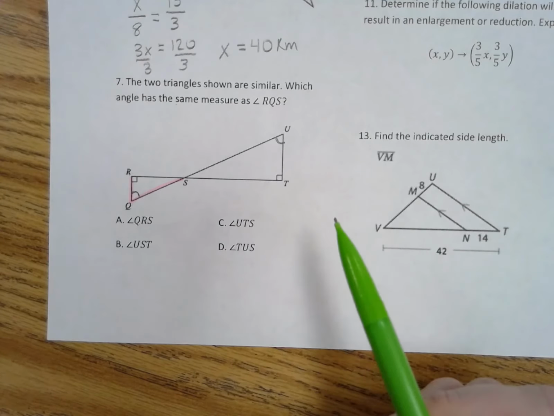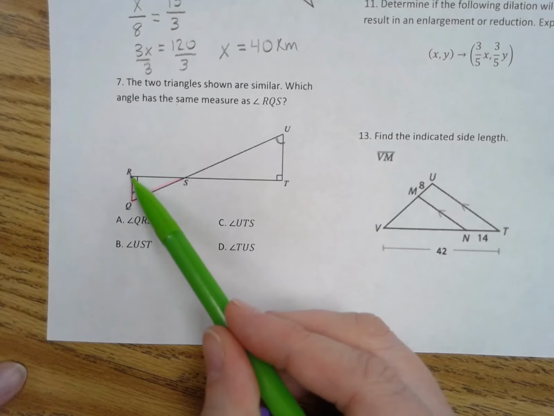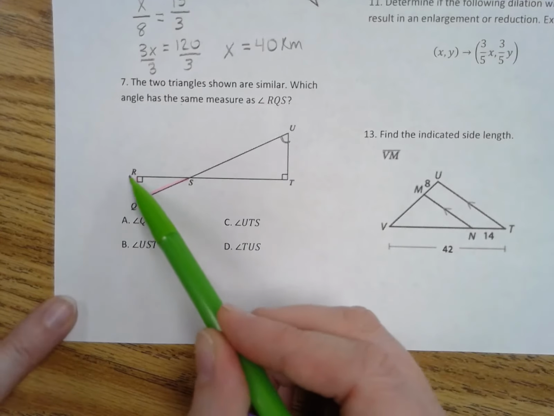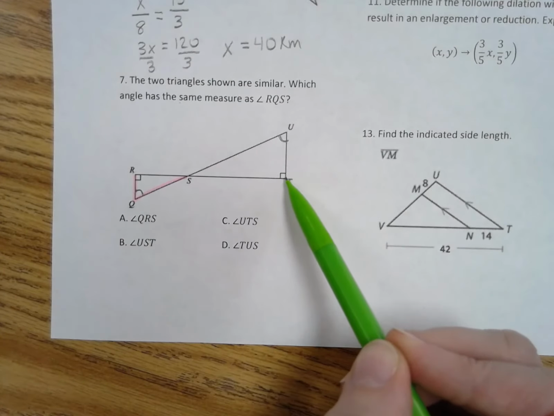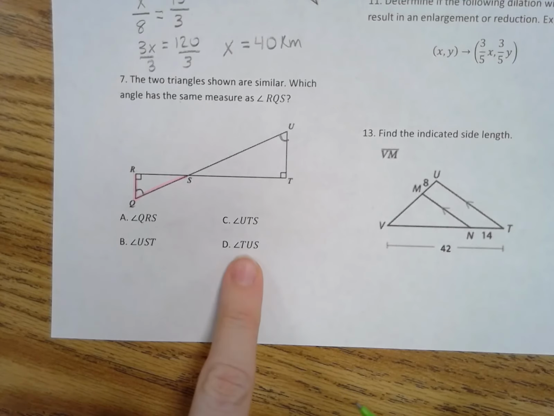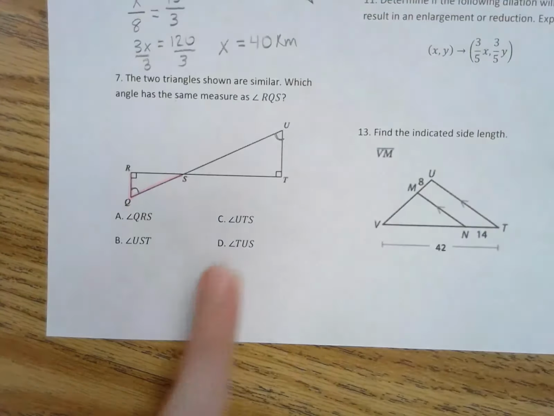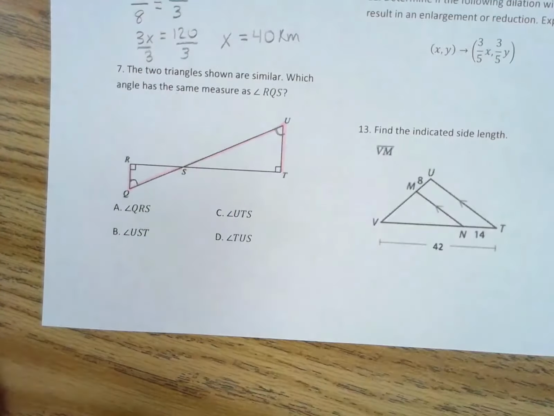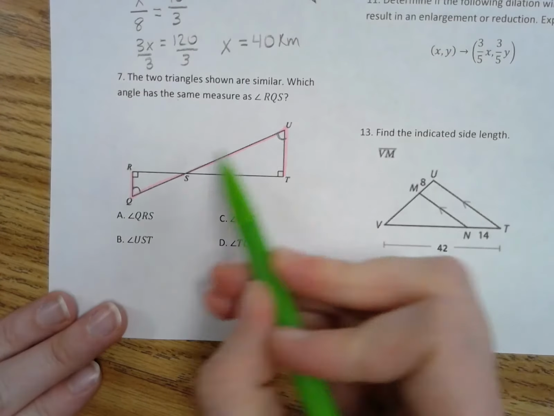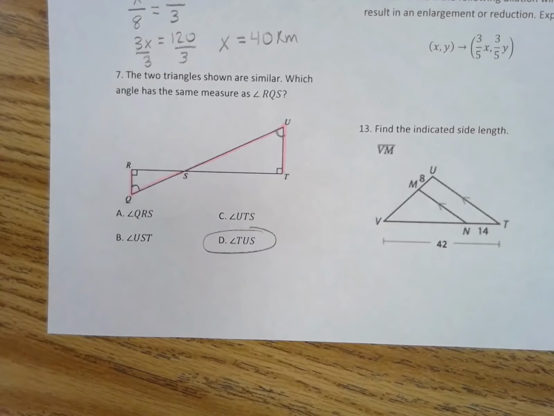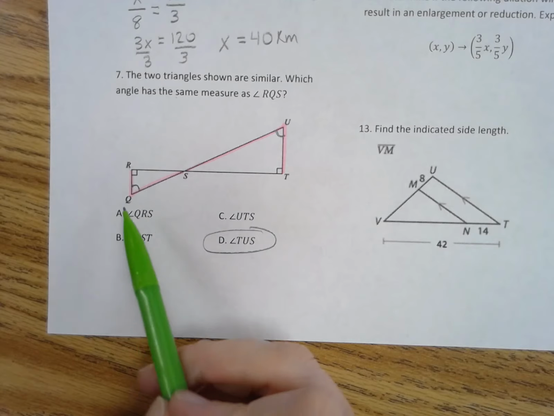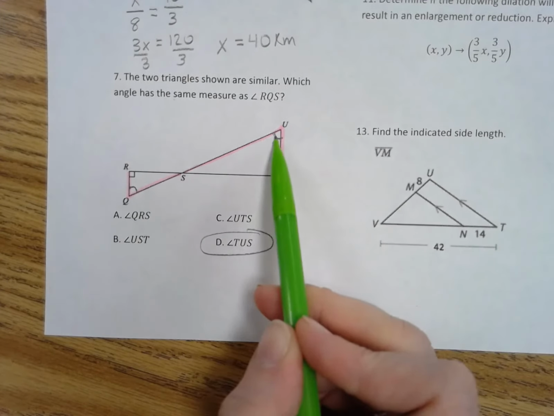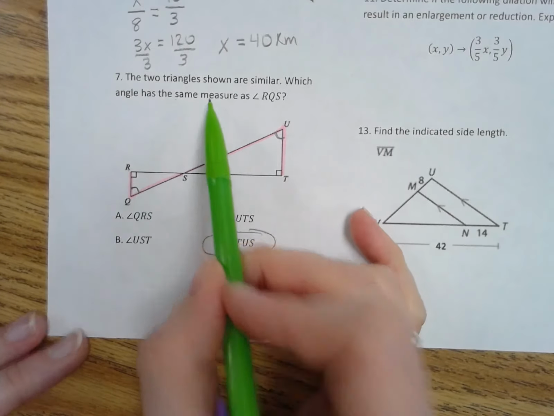So let's use the three-letter naming. Because we start at R, we'll need to start at the T, since that's the 90-degree angle. We'll need to start here at the 90-degree angle. So we see that T to U to S, this will be the congruent angle. They have the same measure, so we will choose option D there. Corresponding sides are proportional, corresponding angles are congruent. So we needed to know here corresponding angles would have the same measure, they would be congruent.